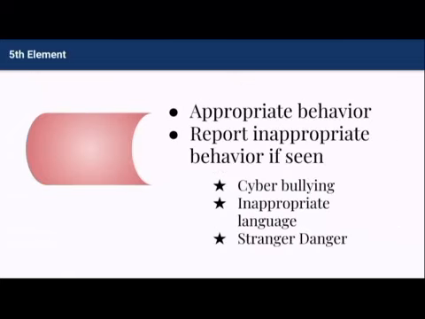The fifth element is digital etiquette, and that is making sure that people are using appropriate behavior, and also reporting any inappropriate behavior being seen. That's like cyberbullying, inappropriate language, and stranger danger. That's anybody trying to friend request you who you don't know, or who seems like a total stranger, like nobody you have mutual friends with. So just make sure that you have that digital etiquette in mind.